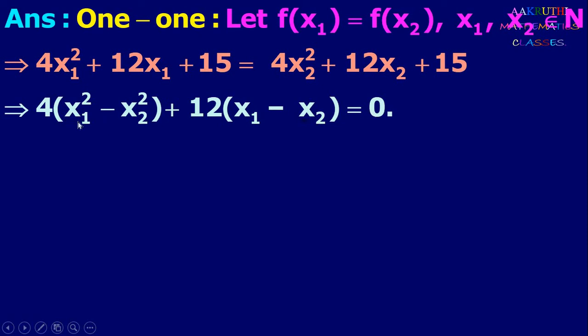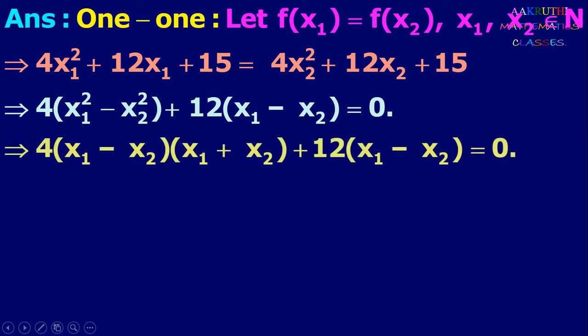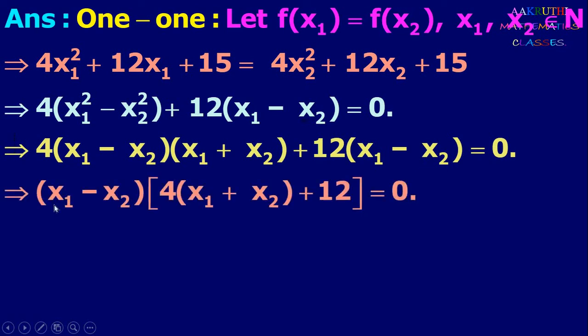And here we can factorize this. x1 square minus x2 square is of the form a square minus b square, and we can write it as 4 into x1 minus x2 into x1 plus x2, since a square minus b square is a minus b into a plus b, and plus 12 into x1 minus x2 equal to 0. So this number is as it is. Now here we can take common outside. Here x1 minus x2 is common. When we take x1 minus x2 common outside, remaining is 4 into x1 plus x2 plus 12 equal to 0. So here x1 minus x2 into 4 into x1 plus x2 plus 12 equal to 0.